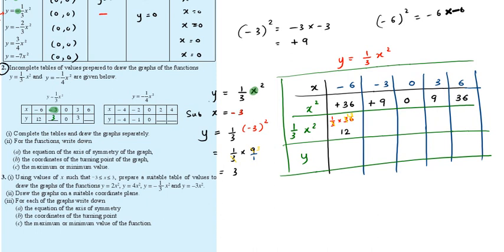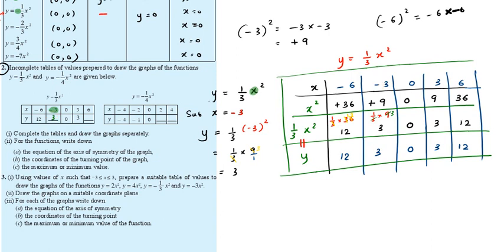1/3 of 9. Okay, so I hope you are getting it, children. 1/3 of 9, you can cut 3 and 9. That's going to give you 3 times 1, 3 times 3. So the answer is going to be 3. 1/3 of 0, children, 0 times anything is 0. 1/3 of 9 is again 3. 1/3 of 36 is 12. And then finally the y answer. We know y is equal to 1/3 x square, so the y answers are going to be 12, 3, 0, 3, 12.